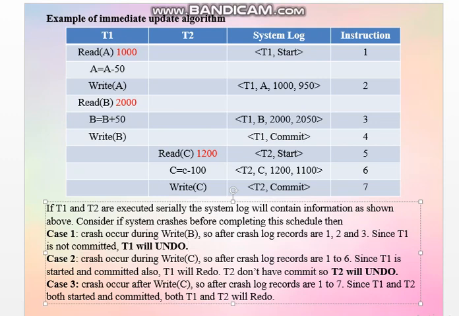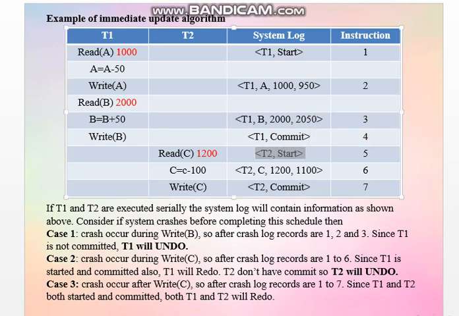So T1, because it is committed, we need to perform the redo operation for T1. But T2 has only the start entry and does not have a commit entry in the system log file. So the effect of T2 has to be removed. We will be removing all the effects, which is the undo operation, removing all the effects of the write operations done by transaction T2. Now case number 3, where the crash occurs after write C.